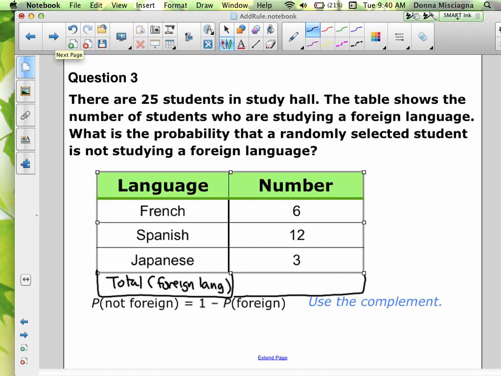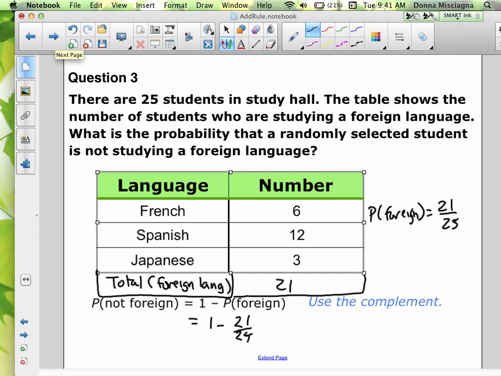Right, so how many students are studying a foreign language from our table here? 21. So we could use a complement to find the probability of not studying a foreign language. So the probability of not studying a foreign language is going to be equal to 1 minus the probability of studying a foreign language. What's the probability of studying a foreign language in this study hall? It's 21 out of 25. So if we take 21 out of 25 and subtract it from 1, we'll have the probability of not studying a foreign language, because we have the information for probability of studying a foreign language.